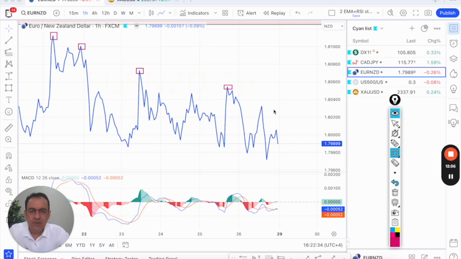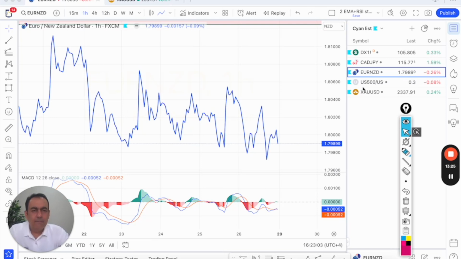So it is expected to move downwards, and it has false broken one time, or in fact multiple times, and now again it is making a new lower high. So once you get a new break below this horizontal support level, wait for the retest and join the sellers. So this is the plan for Euro versus New Zealand.